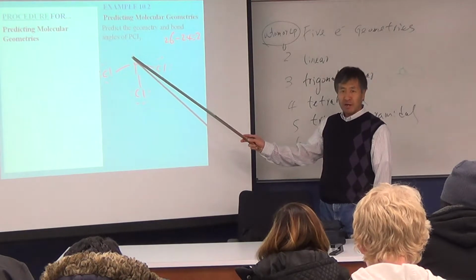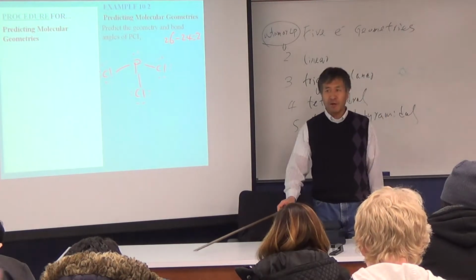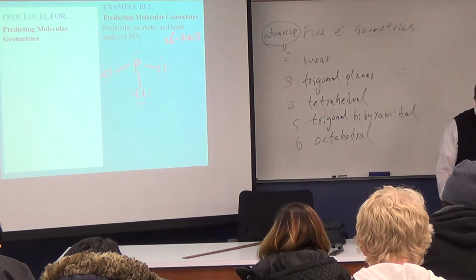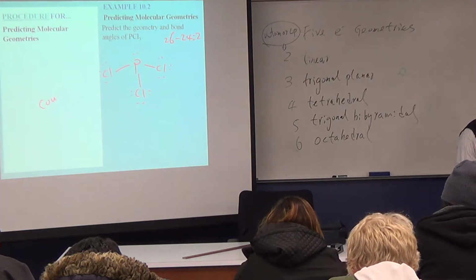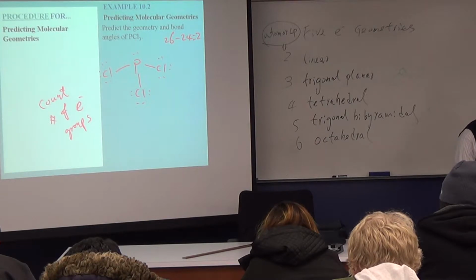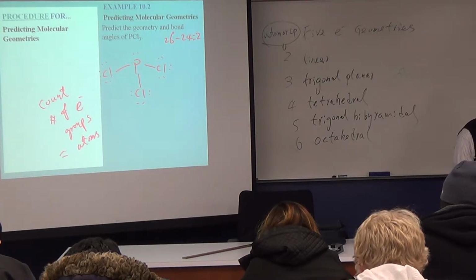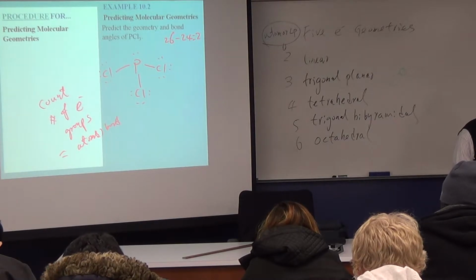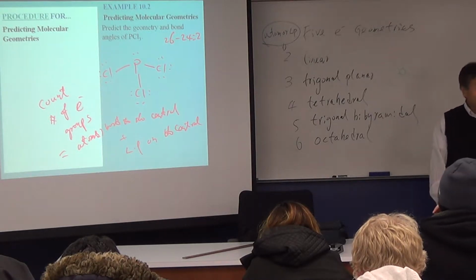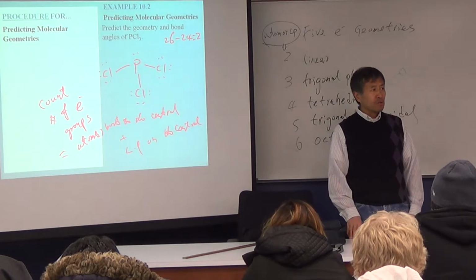this phosphorus has 1 pair, 2 pairs, 3 pairs. So that has 4 pairs, all the octet. Right? So then what you do, you are counting the number of electron groups, okay? Which means the number of atoms bonded to the center plus lone pairs on the center. Get that? So this is a very easy way to count how many electron groups are on the center.